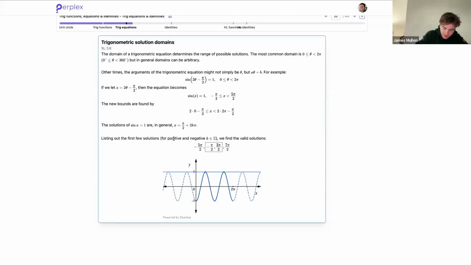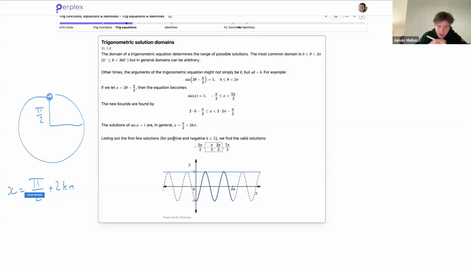On the unit circle, that corresponds to being up here, which means I have pi over 2 plus 2k pi. So I can do pi over 2 plus 2k pi. That's the values of x. And the plus 2k pi is just capturing the fact that I can go around the circle. I can do any full rotation around the circle. It's going to bring me back to the same point.